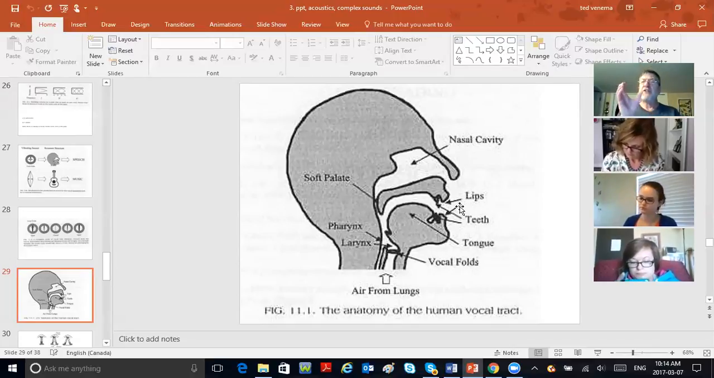So 0.68 meters. Remember, wavelength equals speed of sound over the frequency. Remember that one? So why not just leave it like that? Say wavelength, 0.68 meters over 1 is equal to 340, because that's the speed of sound in air, 340 meters per second over frequency.